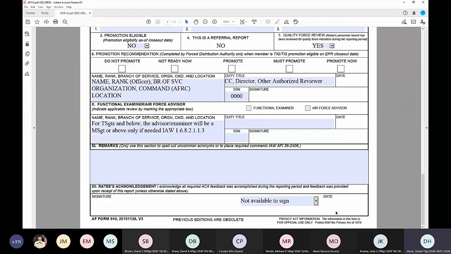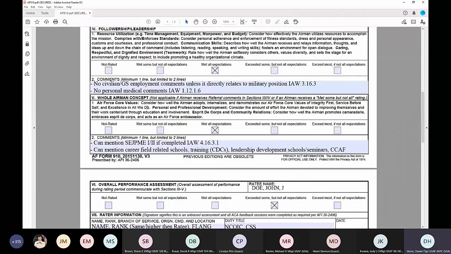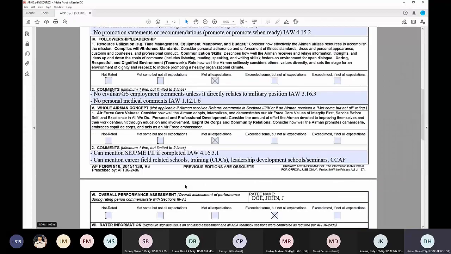So that is the 910. Like I said, all of these rules that are in the bullets apply to the whole report. That should be it for me going over the 910.